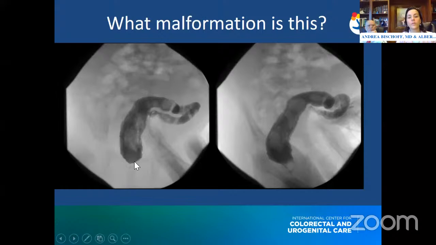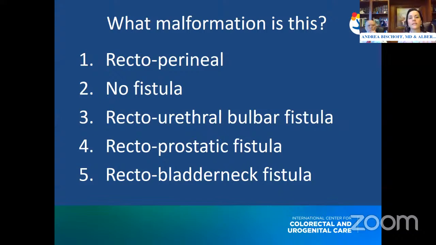And then once you feel the bowel, you're going to turn the patient in perfect lateral. But here they did oblique image. That's what we don't like. But here, look at this image. And even when it's not a perfect lateral, this is a patient that I can tell with Down syndrome. So look at this distal colostogram and let's try to answer which malformation is this. So look carefully. Is this a rectoperineal fistula, no fistula, rectourethral bulbar fistula, rectoprostatic fistula, or rectobladder neck fistula?